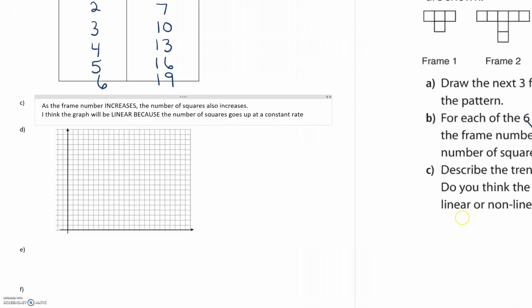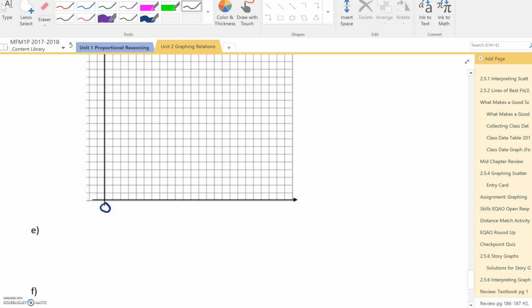And we have 6 frames, and I have a big graph to fill here. So if I put 0 at the beginning, I'm going to scale this by 0.5s again. So 0.5, 1, 2, 3, 4, 5, and 6. My arrow is already there, but I need to make sure that I write down that that's my x-axis, and that is the frame number. Okay, and then number of squares.